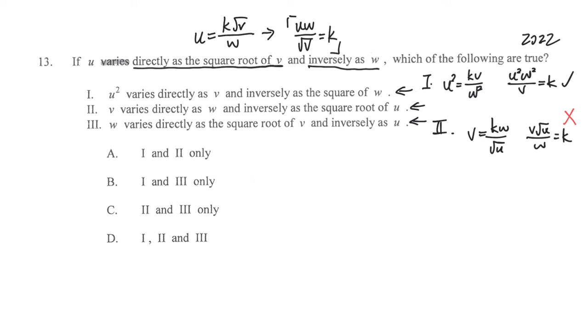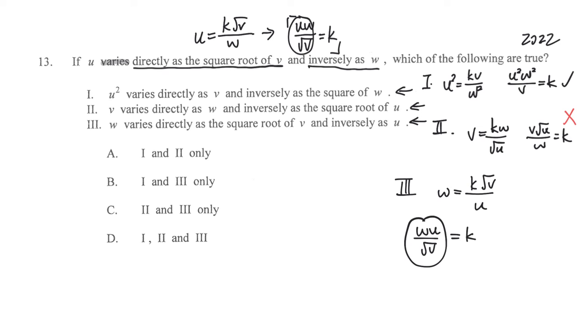And then for number three, we do the same again. W varies directly as the square root of v and inversely as u. When you do the movement of the terms, you find out that it actually makes the exact same thing as the constant that they gave us in the question. It's just that the u and w are in the opposite place, but when you multiply, it's still the same. So in this case, number one and number three are true. If that's the case, the option is B.